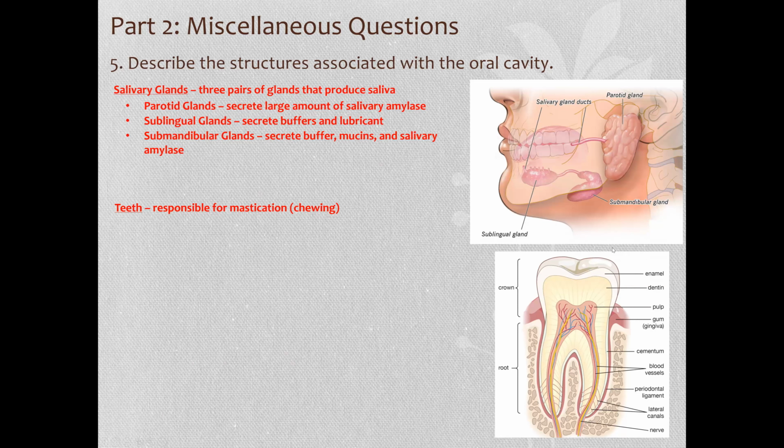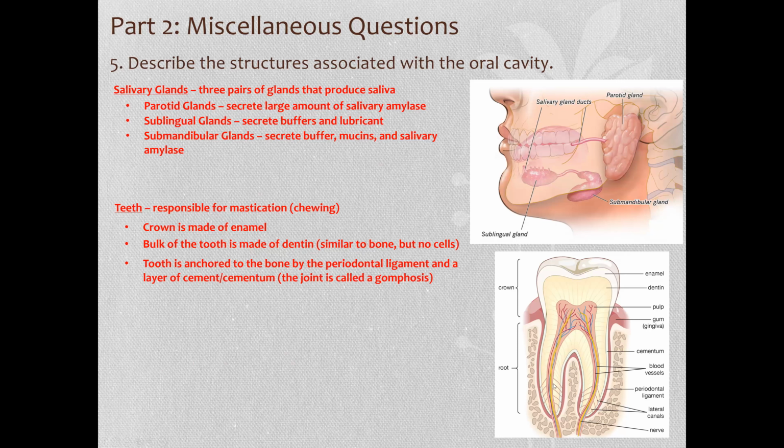Then we have our teeth, which are responsible for mastication or chewing. The crown or top part of the tooth is made up of enamel, but the bulk of the tooth is made up of a substance called dentin, which is very similar to bone, but it has no cells. The tooth is anchored to the bone by the periodontal ligament and a layer of cement, which can also be called cementum, as shown in this picture. And the joint where the tooth sits in the bone of the upper or lower jaw is called a gomphosis.